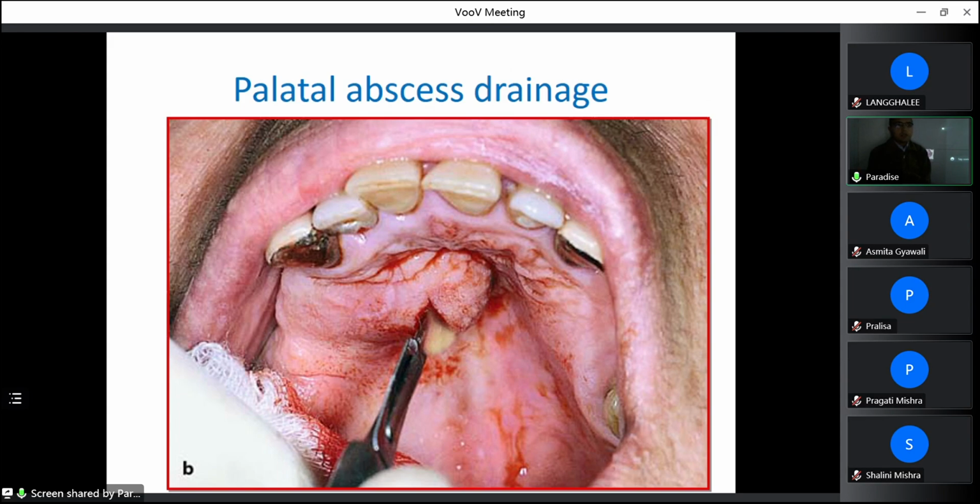Antibiotic is useful only in the cellulitis stage. Once the pus is formed, the antibiotic cannot reach the area where there is accumulation of pus. So first thing you have to do is incision and drainage, and only then is it followed by medications.